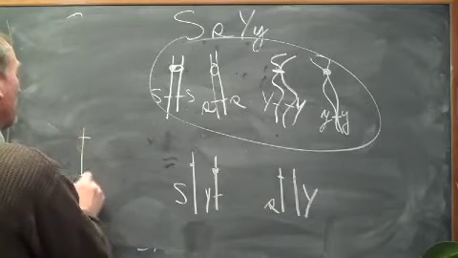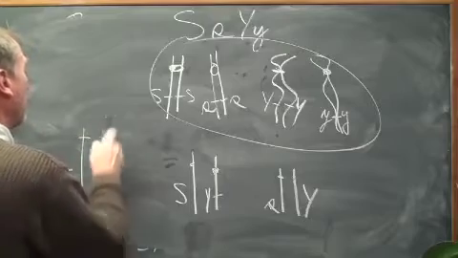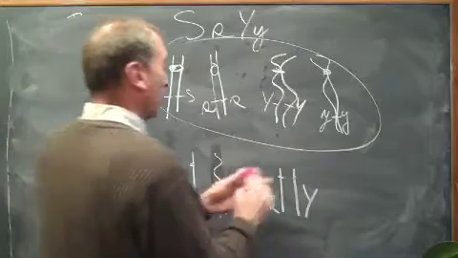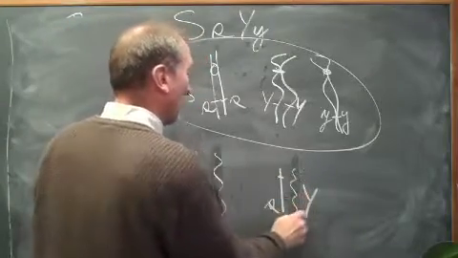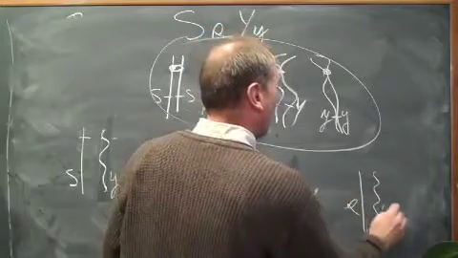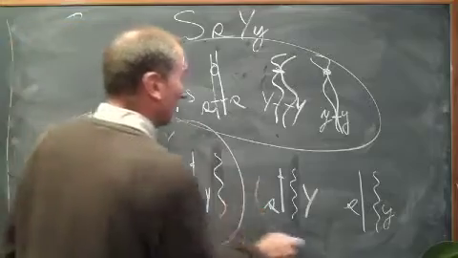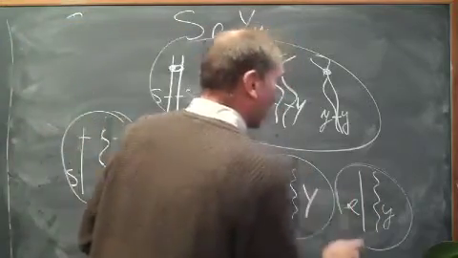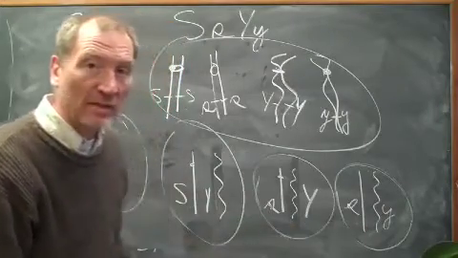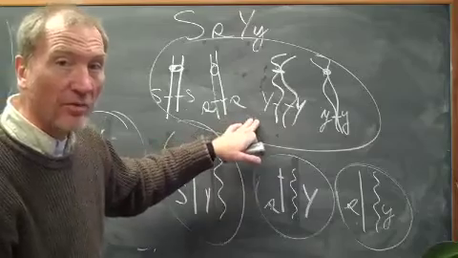So big S can also be with little y. These should be wavy. Little s can be with little y. Those are the four types of gametes that can be produced by this cell going through meiosis.